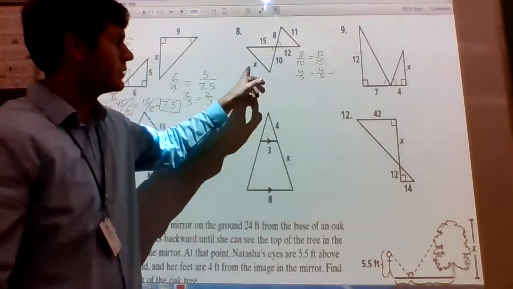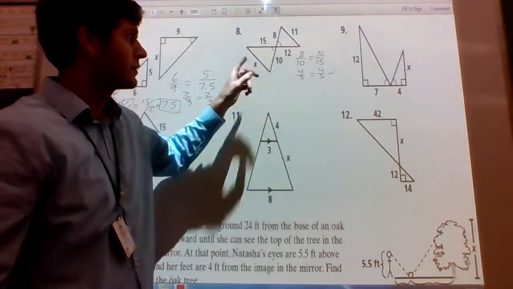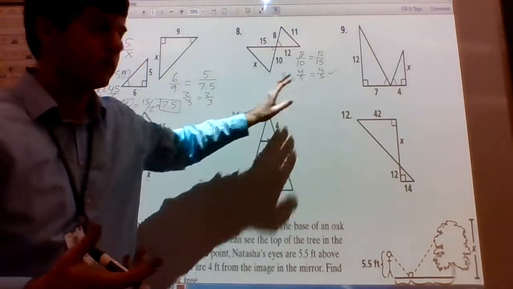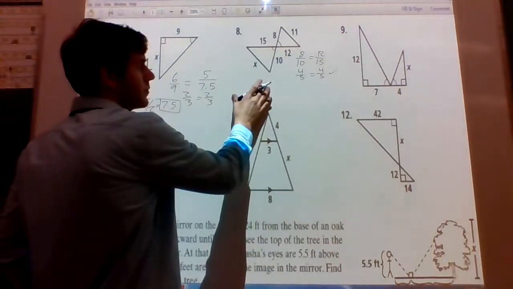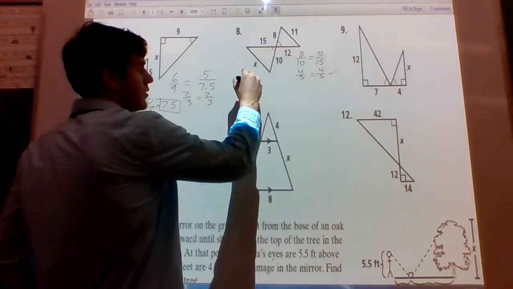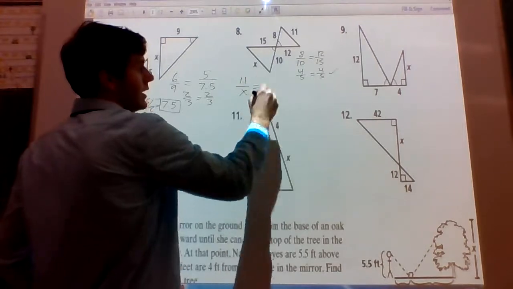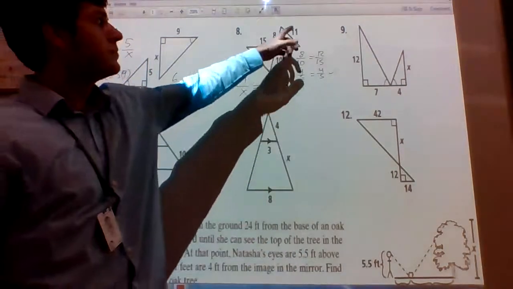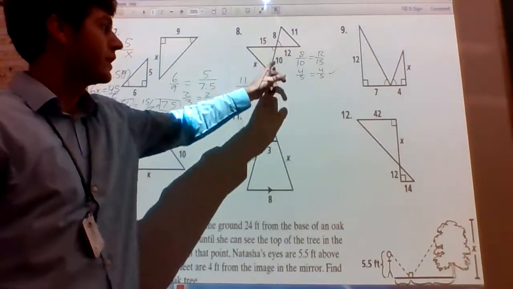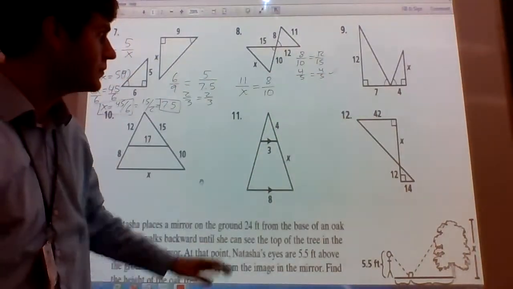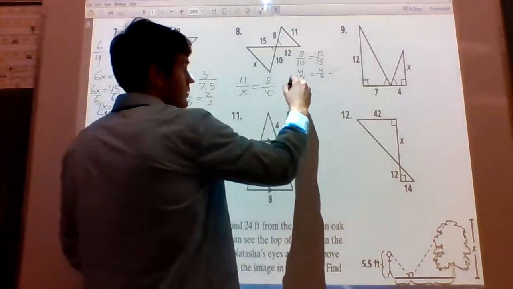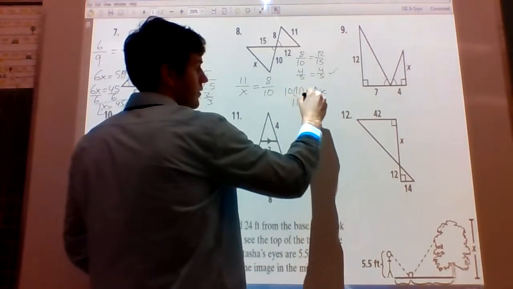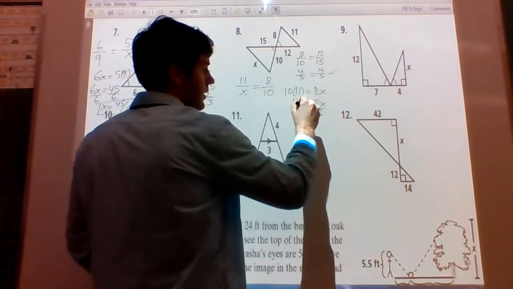So what does x over 11 or 11 over x have to equal? 11 over x has to equal 4/5, right? So let's set up our proportion. 11 over x has to equal, we can just say 8 over 10. 11 over x has to equal 8 over 10. We don't need to do them all. Cross multiply. 10 times 11 is going to equal 8x. That's 110. Divide by 8.